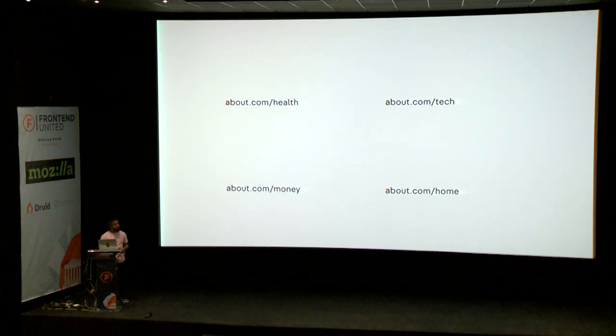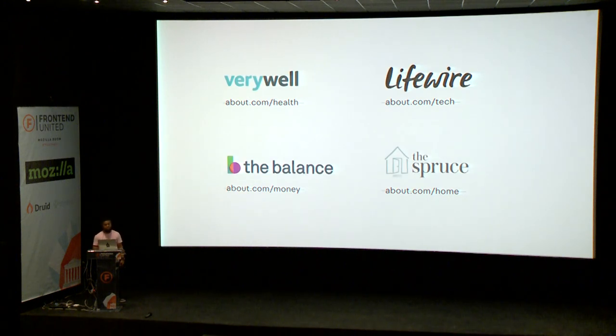So what they decided to do was break up all their content into separate verticals that serve specific content to specific users. So instead of having about.com/health, about.com/tech/money/home, my team and I helped them to create standalone sites like Verywell, LifeWire, The Balance, and The Spruce. And we launched each of these in the same year.